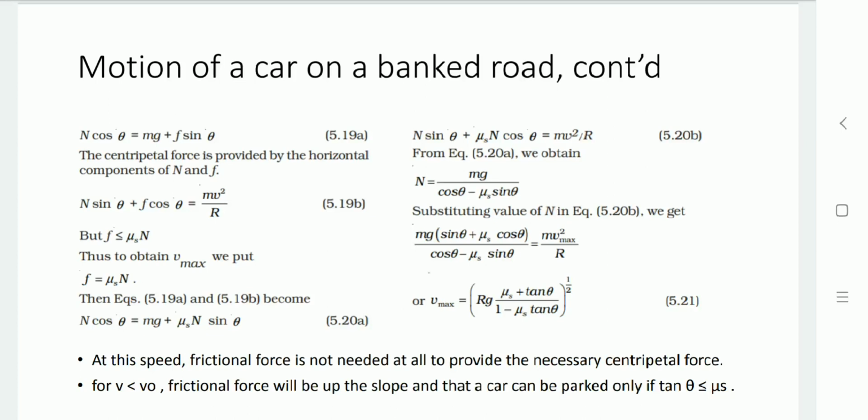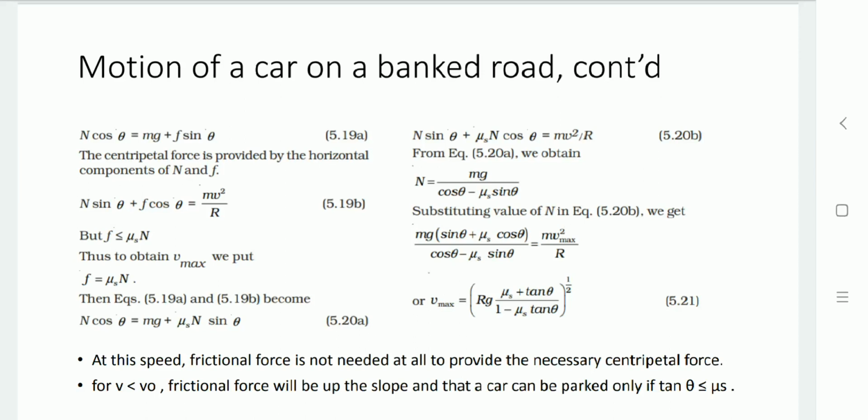Now, for the resultant two equations, from equation 5.20a, let us make N the subject of the formula. We have N equal to mg upon cos theta minus mu s sin theta. Now substitute the value of N in equation 5.20b and make velocity v the subject of the formula. So we get the maximum velocity of the car, v maximum equal to the square root of rg into mu s plus tan theta divided by 1 minus mu s tan theta, which gives the speed of the object.